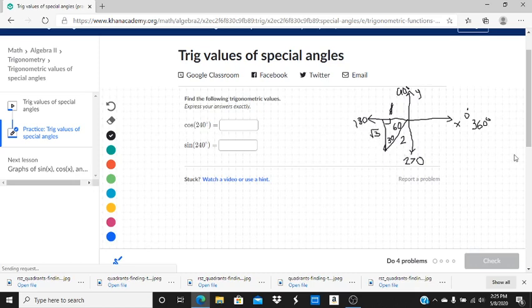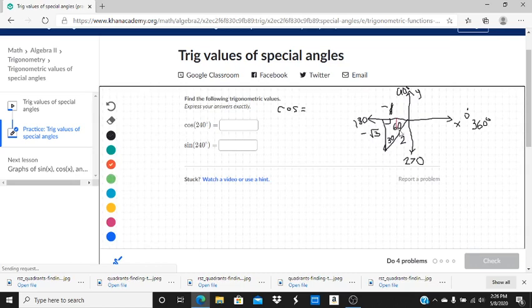So now we have to pay attention. We're in quadrant 3. The x component is going to be negative, and the y component is going to be negative. So my cosine is going to be the adjacent side of this reference angle. The reference angle is the one off the x-axis, so it's the adjacent side to that. So negative 1 over the hypotenuse, which is 2.